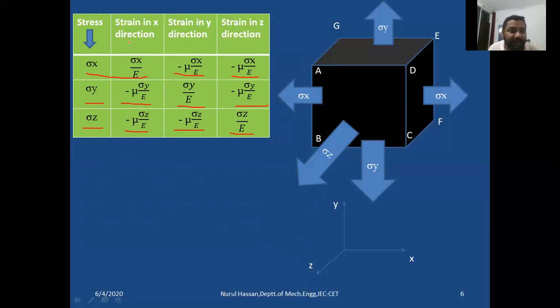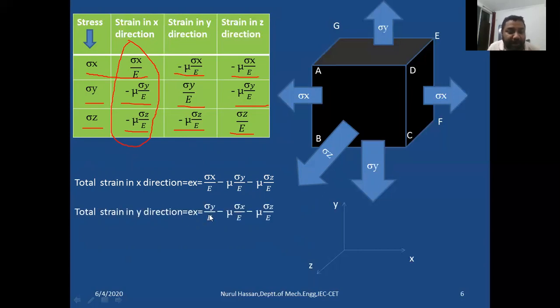So now, if I add these terms, I'll get the total strain in x direction. So total strain in x direction is Ex, sigma x by E positive, minus mu sigma y by E, minus mu sigma z by E. Then if I add these three terms, I'll get the total strain in y direction. So in y direction, sigma y by E is positive, it is linear. Rest is minus mu sigma x by E minus mu sigma z by E.